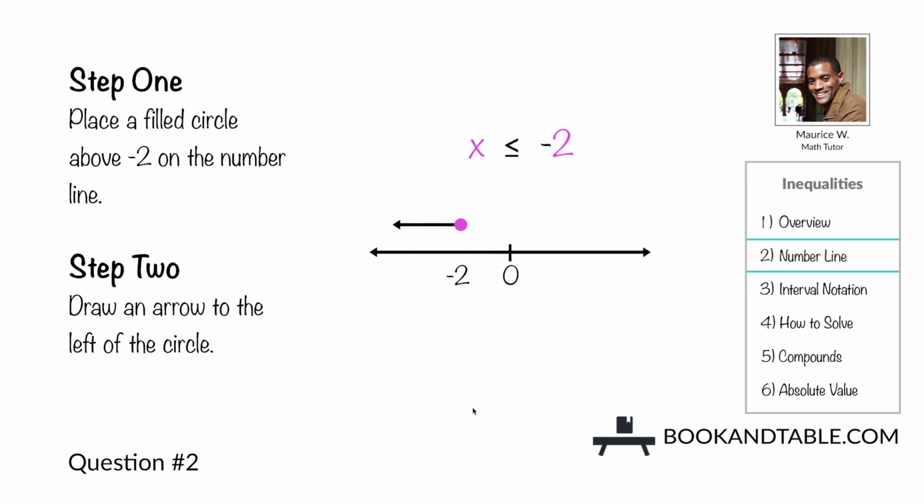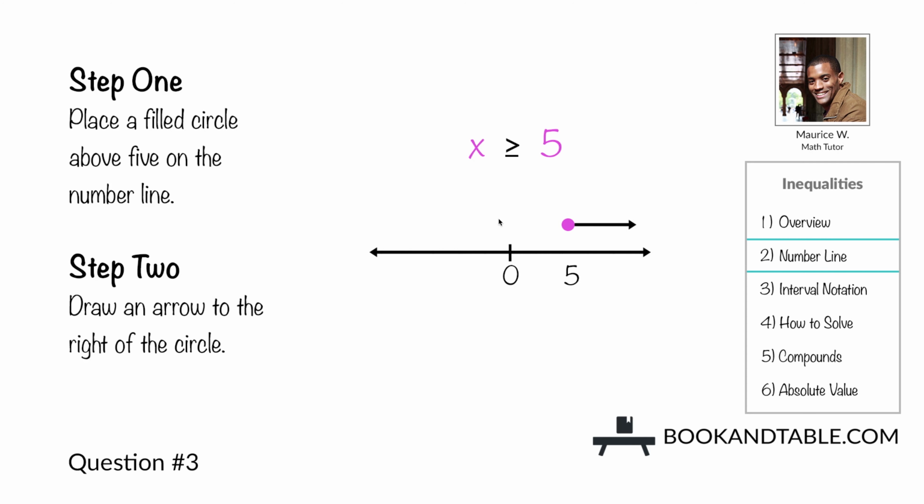Question number 2, x is less than or equal to -2. So step 1, you place a filled circle above -2 on the number line. And since it is less than, step 2, you draw an arrow to the left of the circle. So this would be your answer to question number 2.